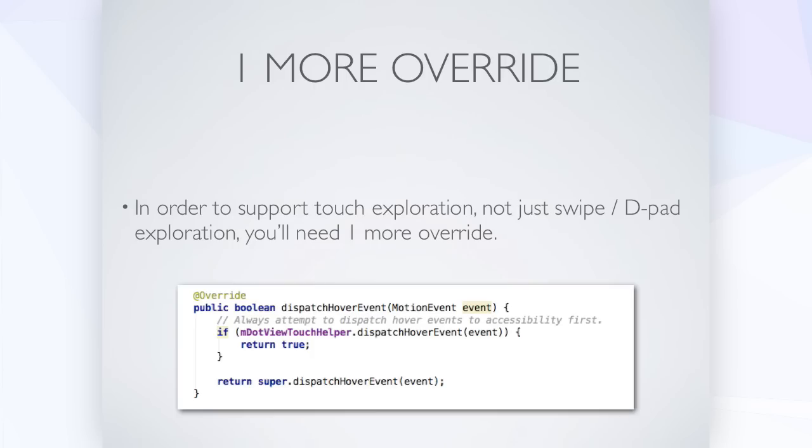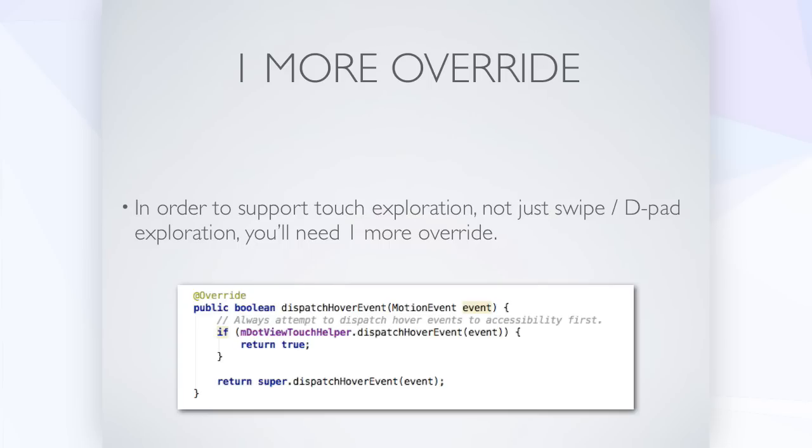And those are your 5 overrides. But wait, there is one more. So those are the 5 overrides you're going to do in your Explore by Touch helper subclass. However, if you want to support that Explore by Touch, that ability to hover over elements on the screen, you need to also override dispatch hover event, because that's going to be the call that's made when you're hovering.